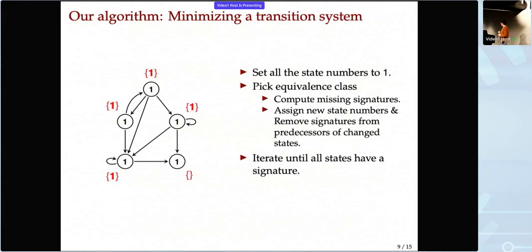Let's now do that on a transition system. So we do the same thing. We start with all states in the same class. We compute the signature. We see that the state on the bottom right is the empty set, the other ones are not. So we need to reassign some state numbers. So we do that. That invalidates some. We recompute them. We invalidate some more. And then we converge.